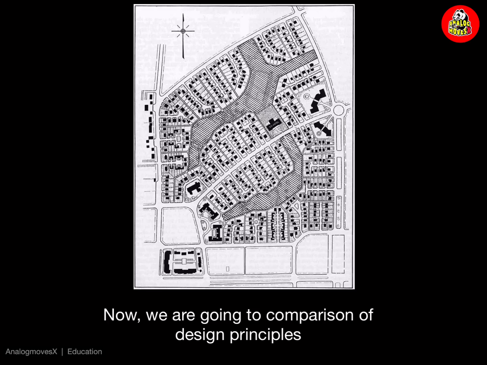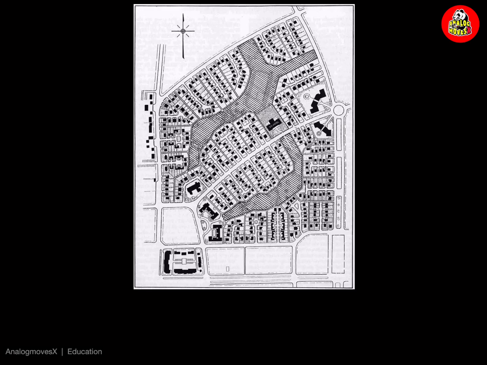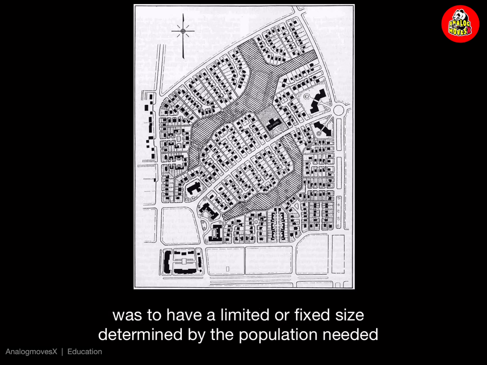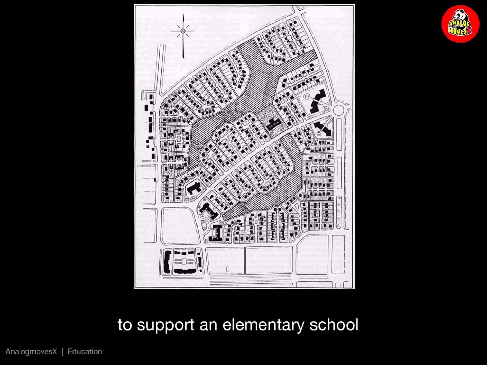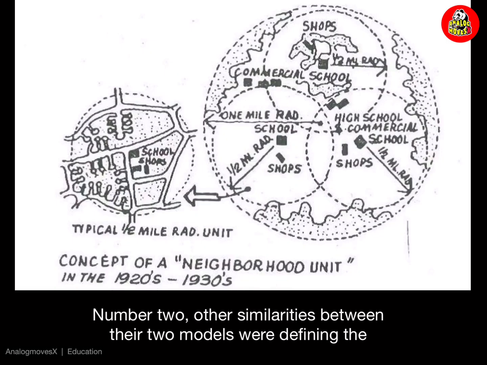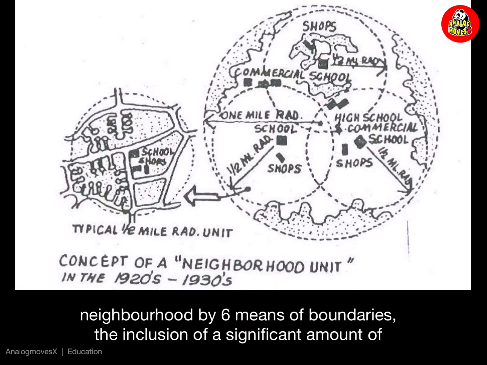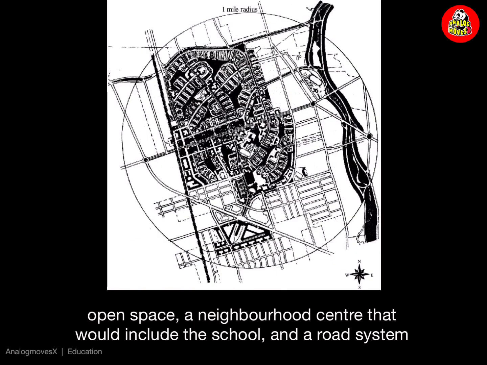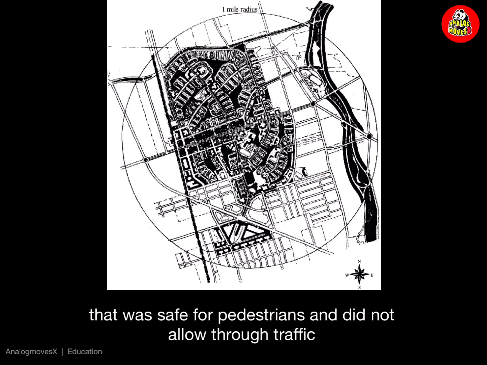Now, we are going to comparison of design principles. Number 1, Stein and Wright, along with Perry, agreed that the neighborhood was to have a limited or fixed size determined by the population needed to support an elementary school. Number 2, other similarities between their two models were defining the neighborhood by means of boundaries, the inclusion of a significant amount of open space, a neighborhood center that would include the school, and a road system that was safe for pedestrians and did not allow through traffic.